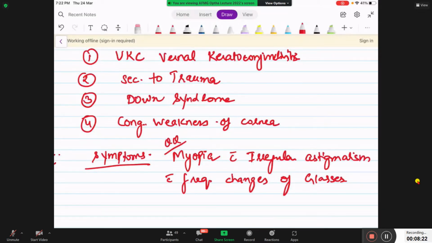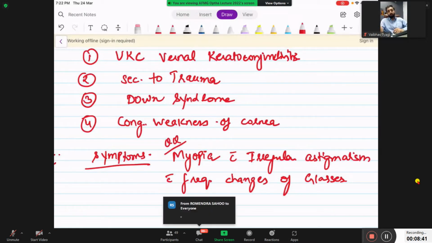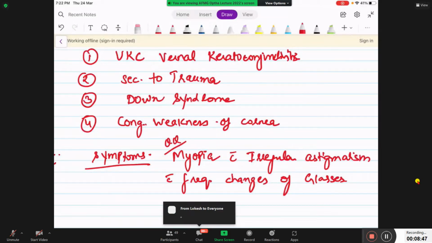Myopia means which power? Minus power or plus power? Minus power, right? We prescribe minus lenses in myopia. Which glasses do we prescribe in presbyopia? Convex or concave? Convex glasses, right. Convexes are the plus glasses. Good.